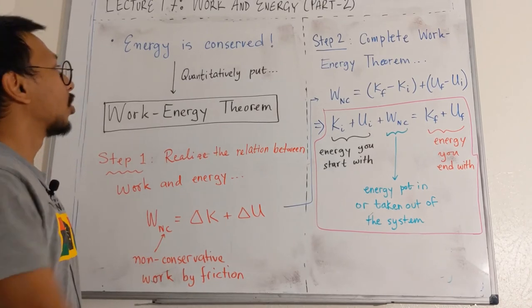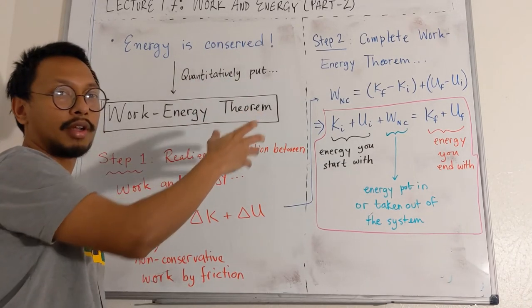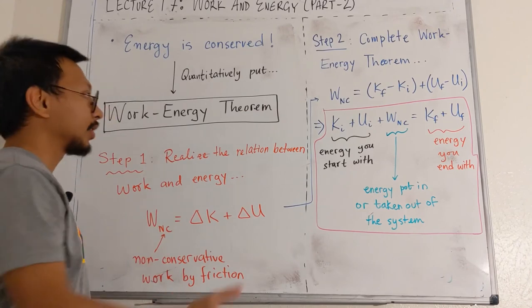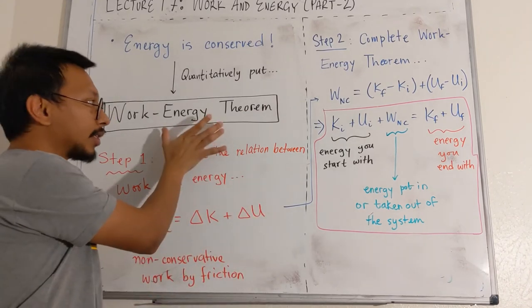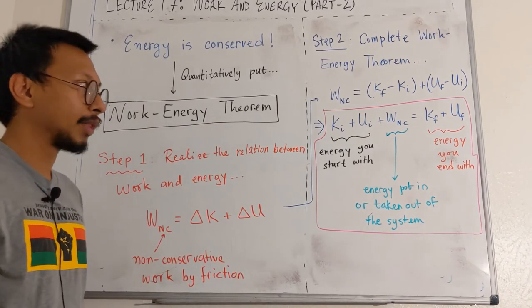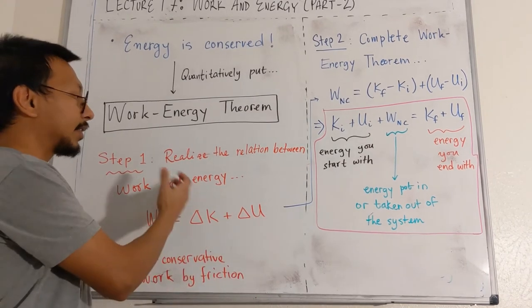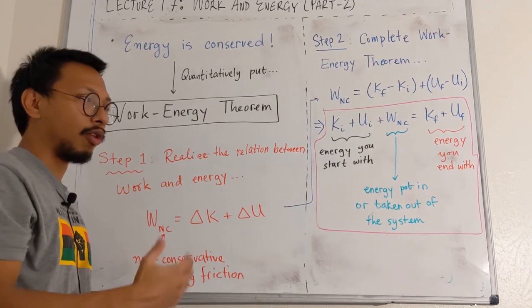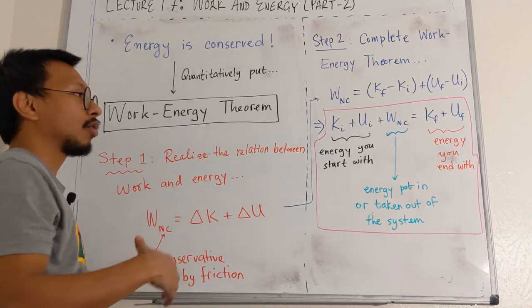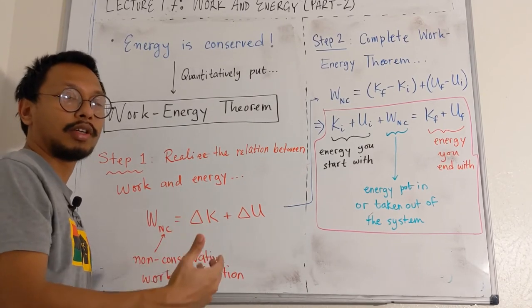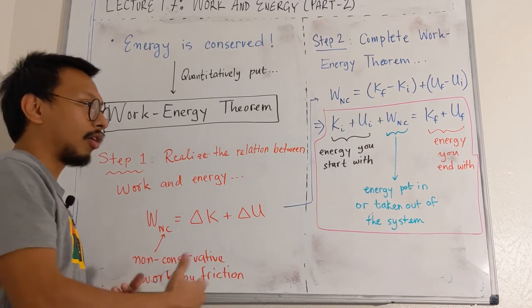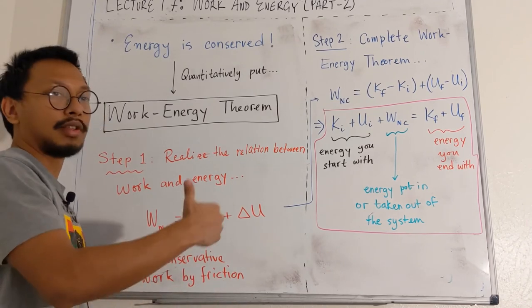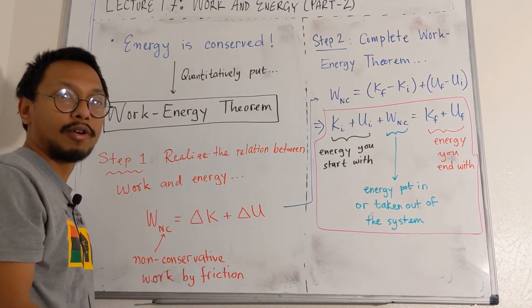So we can now qualitatively put it, like we always do in physics, in an equation form, and we call this equation the work energy theorem. Let's go step by step. In step 1, we realize the relation between work and energy. Already we know that work, the total work done on something, is the change in energy of that system.